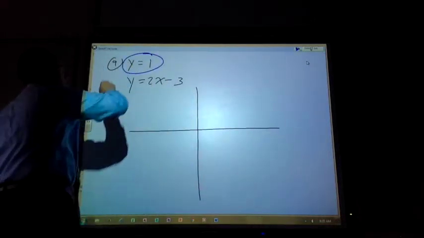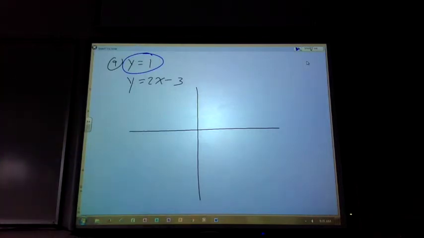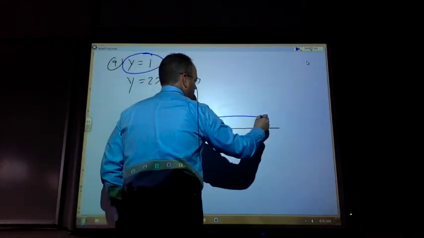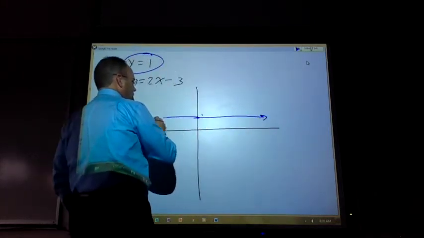What kind of line is that? Straight. Good. Horizontal. Everyone okay with that? So that first one's a horizontal line that goes right through 1. That is solid.